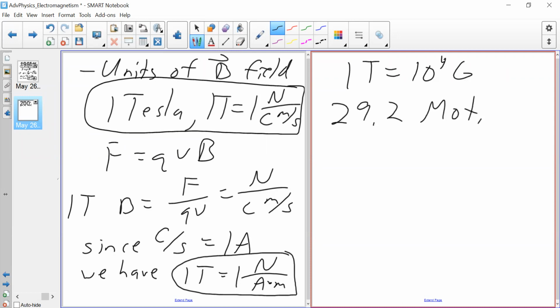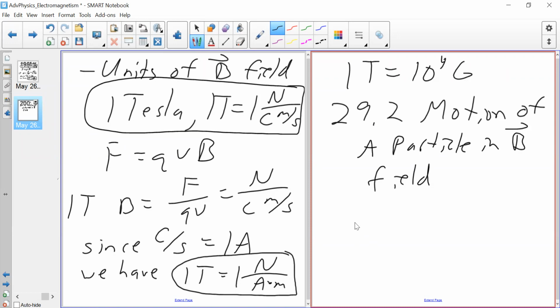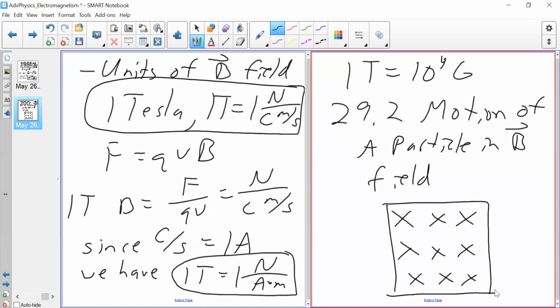Section 9.2, motion of a particle in a magnetic field. So I was saying before, let's say that we have our typical magnetic field going in. I'll do some other examples where it's going out and stuff. So let me close this off.